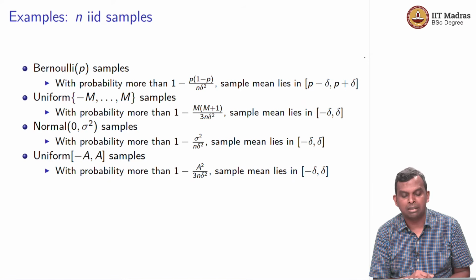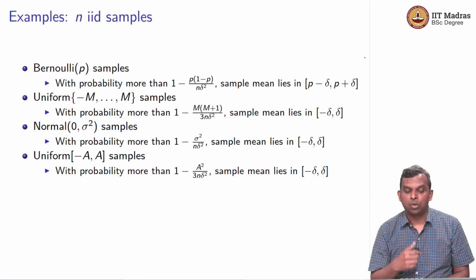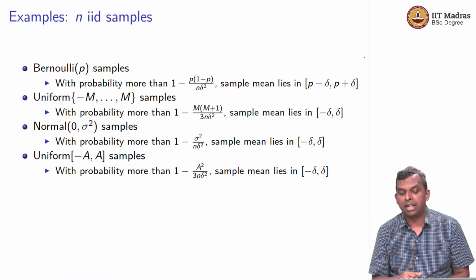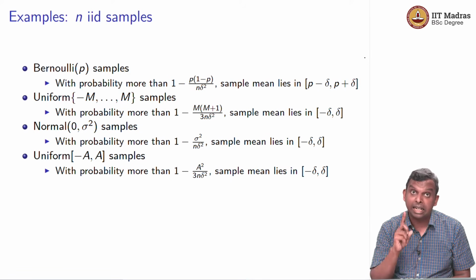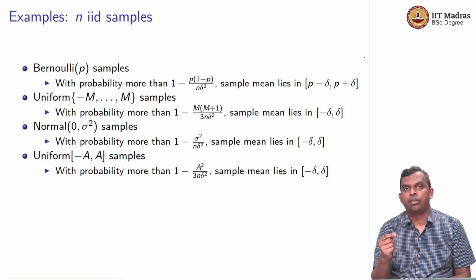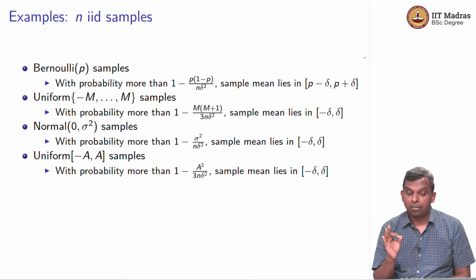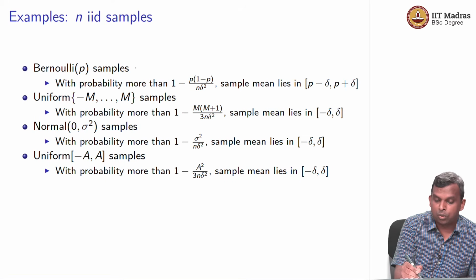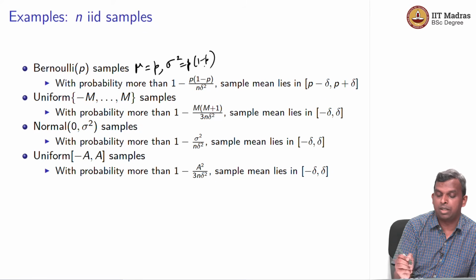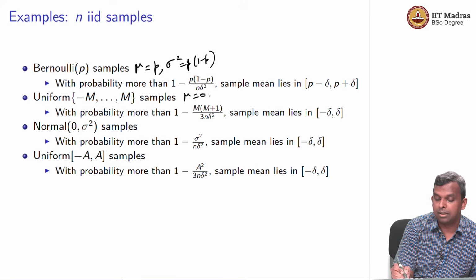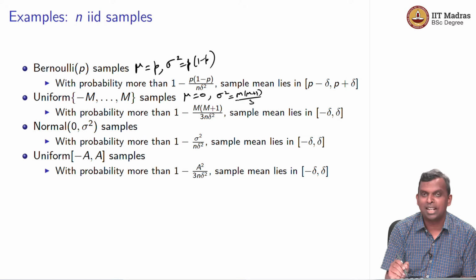First is Bernoulli P samples. The variance is just P into 1 minus P. So the probability that the sample mean lies in P minus delta, P plus delta is more than 1 minus P into 1 minus P by n delta squared. Here is a uniform discrete distribution from minus m all the way till plus m. The mean is 0. Variance is sigma squared. Here again, mean is 0 and variance is m times m plus 1 by 3. So this is a calculation. I'll let you verify this sigma squared calculation.